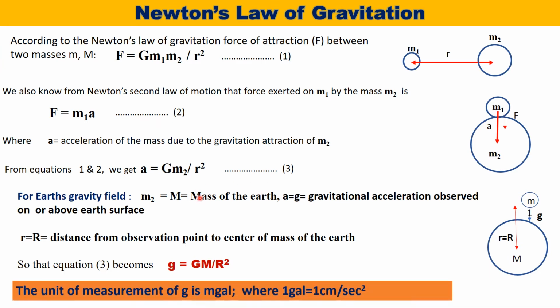The unit of measurement of g in practice is the milligal, the gravity measurement unit. Commonly we use that because when we measure subsurface gravity variation, it is in very small units, so we measure it in milligal. 1 gal means 1 centimeter per second square.